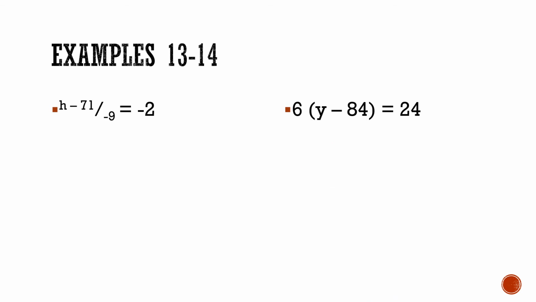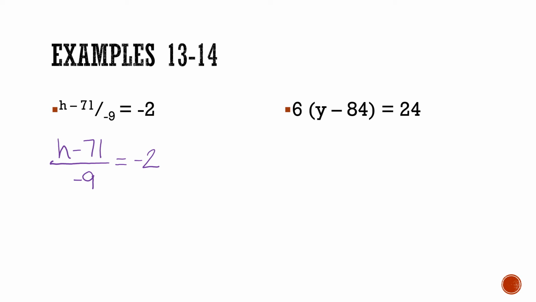Okay, and number 13, that looks kind of funny there, but that is (h minus 71) divided by negative 9 equals negative 2. And then, of course, in number 14, you're going to set up that two-step equation to solve. I will help you with number 13 because you've not seen one like this so far.